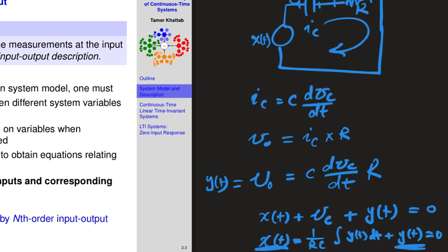You end up with the derivative of x, right? Plus, minus, sorry. Okay, plus 1 over rc, the integral here, when you take the derivative of this, it becomes 1 over rc y of t, and when you take the derivative, it becomes a differential equation that relates the inputs to the outputs, right? Okay. Accordingly, you have established an input-output relation by applying these steps. That's one way to do it.